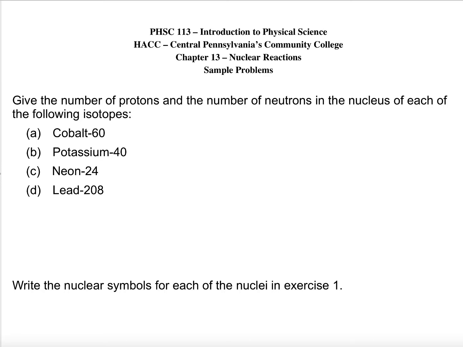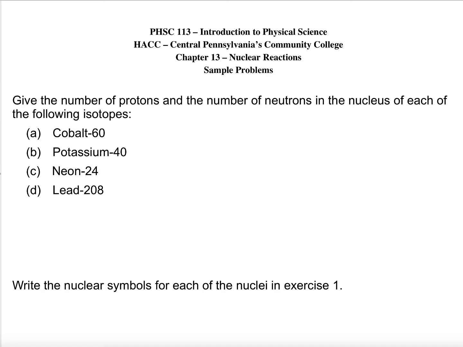In this video, we are going to work through the sample problems for chapter 13 in our textbook on nuclear reactions. So now we're going to be looking at changing the nucleus of the atom instead of just interacting the electrons as we did with the earlier parts of the chemistry section of the course. So let's go ahead and get started with our first problem here, which says to give the number of protons and the number of neutrons in the nucleus of each of these isotopes.